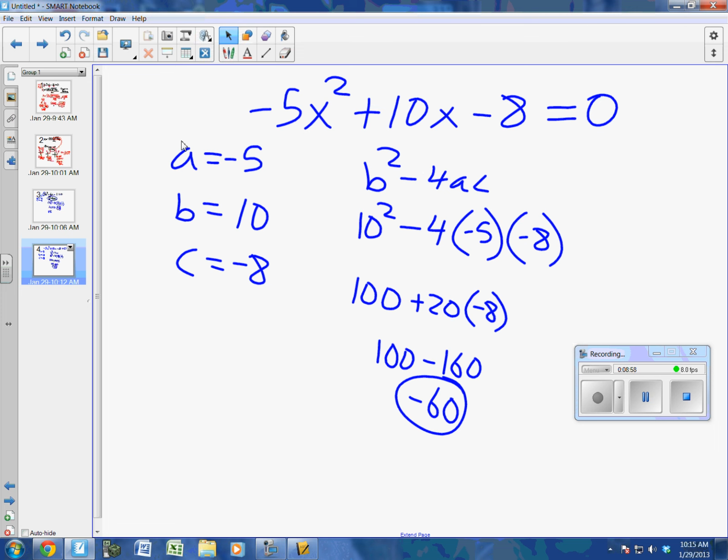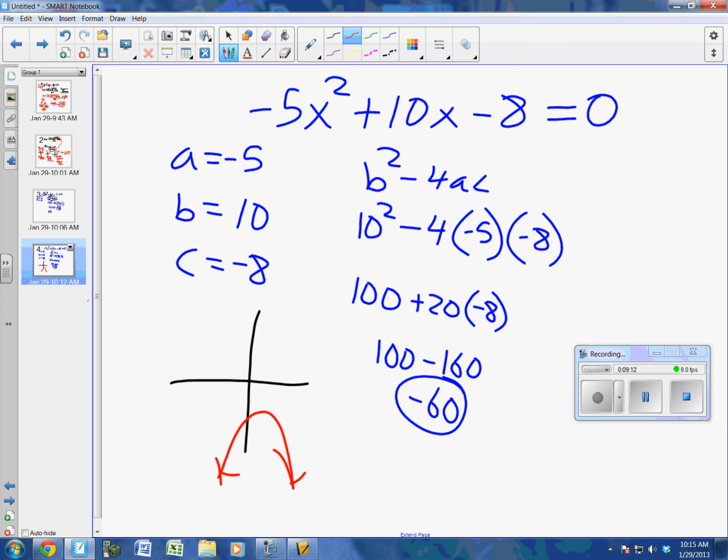So what kind of solutions am I going to have? Is this parabola going to cross the x-axis? Okay, this parabola is not going to cross the x-axis. It's going to look something like this. Since it's negative, I'm going to have what kind of solutions, you guys? 2 what? 2 imaginary solutions. It's written, and it should be written in your notes.